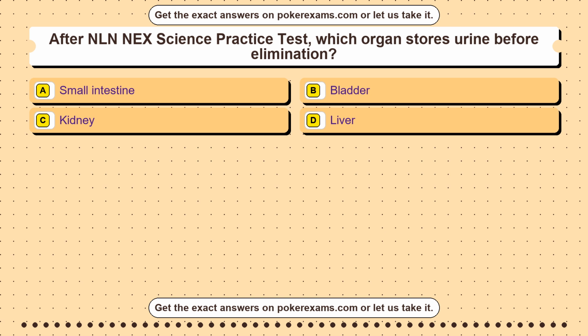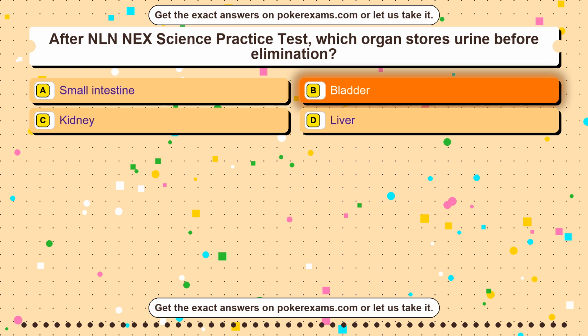Question 36. After GET RLA practice test, which government system lets citizens vote for representatives? Option A oligarchy. Option B representative democracy. Option C absolute monarchy. Option D dictatorship. The correct answer is option B.